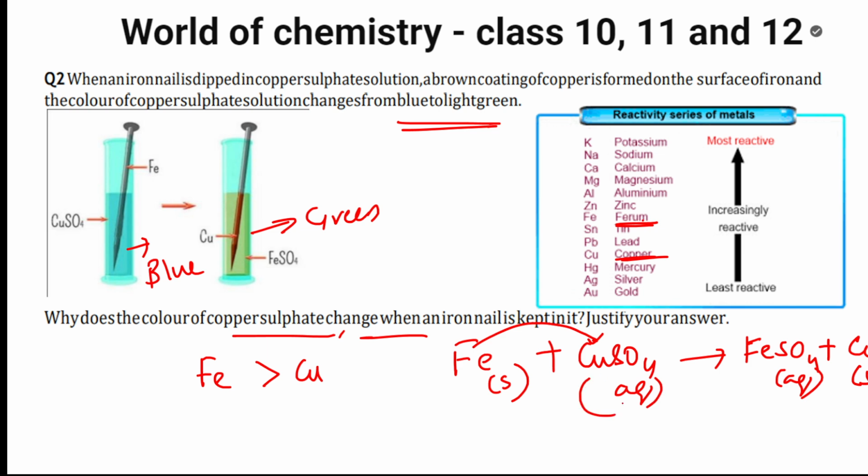Now you only tell me what is the color. The color of ferrous sulfate is pale green or green in color. So here this is blue in color. Blue gets converted to green due to the formation of ferrous sulfate. It is written here, see, it is the formation of ferrous sulfate. So you should write that it is a formation of ferrous sulfate. Let us see the question once again.